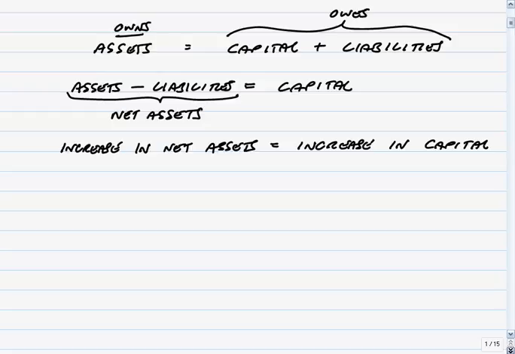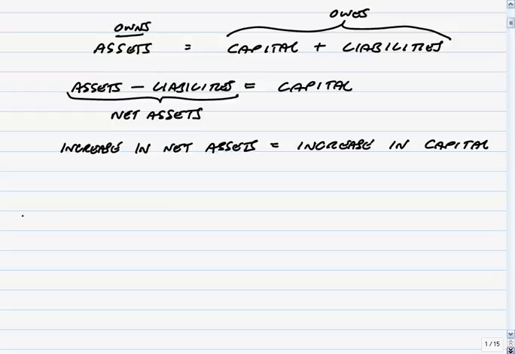I won't keep repeating this, but look back at our example. The net assets started at 10,000. By the end of the year, they'd changed. But equally, the capital started at 10,000. By the end of the year, it had changed. They must both change by the same amount.